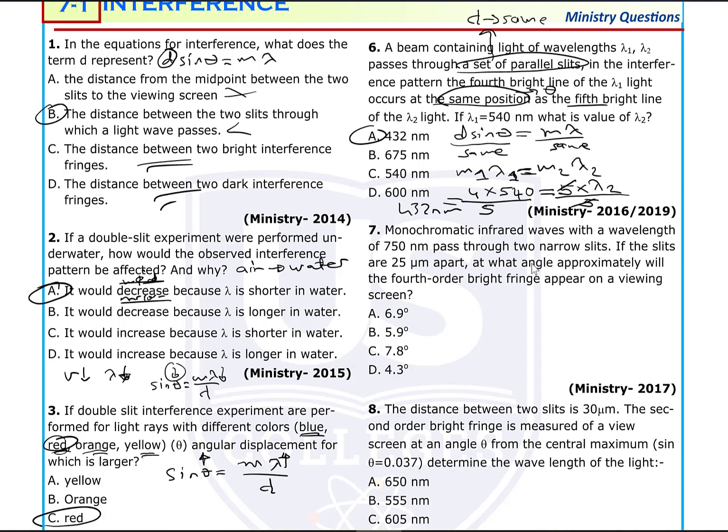Monochromatic infrared waves with a wavelength of 750 nanometers, so lambda is given, pass through two narrow slits. If the slits are 25 micrometers apart, at what angle approximately will the fourth order bright fringe appear on the viewing screen? Fourth order bright, so m is equal to 4. Theta is the question.